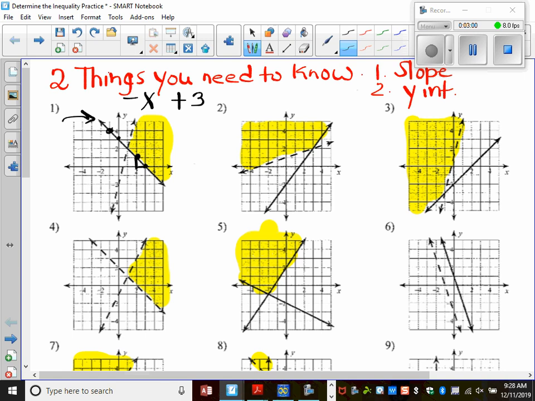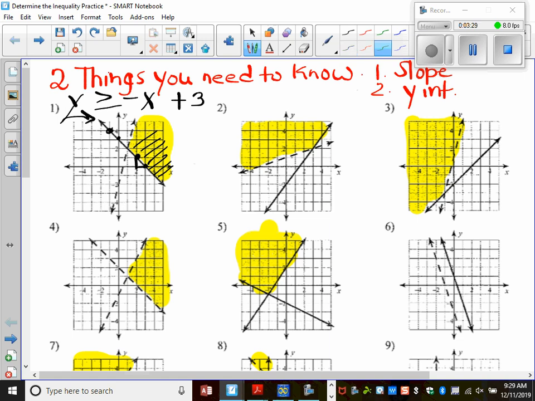Still looking at the solid line, I can tell the shading is above the line, correct? So I know it had to be greater than or equal to. And then I just put my y and I'm done. Y is greater than or equal to -x plus 3. So that's what you're doing to each problem, figuring out the slope, y-intercept, inequality symbol. Okay, let's do the second one.